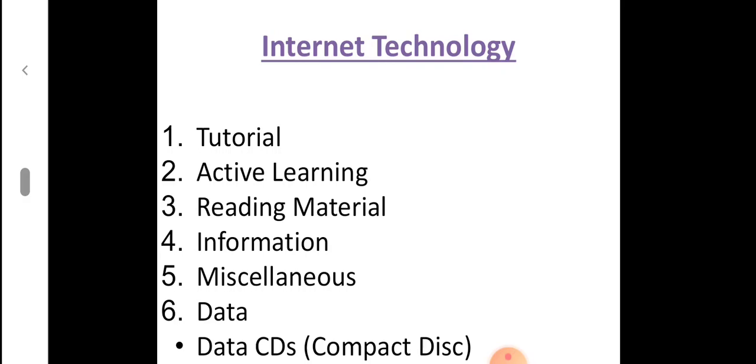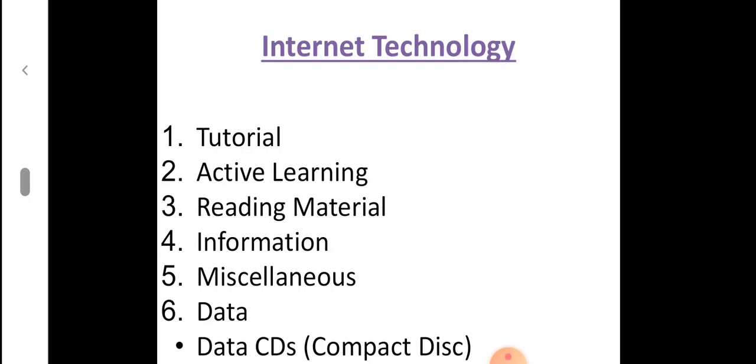Third point is reading material. Numerous books are available online free of cost on net for reading. Also, good research articles, copies of journals, etc. are also available for students to read on net. Such materials are known as e-books and e-journals, etc.